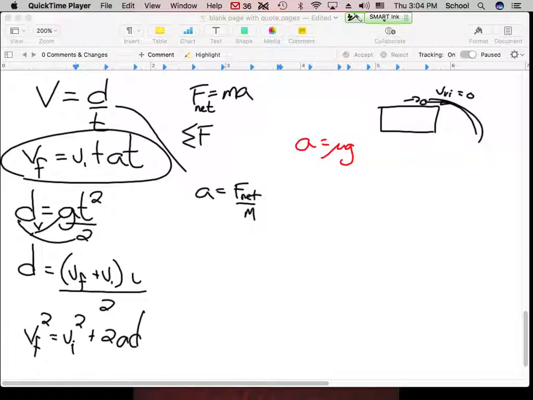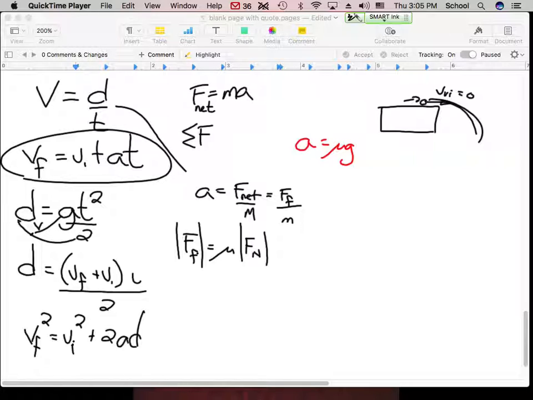A is F net over M. But our net force, we said, if we're just sliding across the floor and there's nothing pushing or pulling on this except for friction, then the F net is equal to the FF, which is still over M. And then you look on your formula sheet, and they should tell you that the friction force is equal to mu times the normal force, and they had absolute values around all of these. So the friction force is equal to the normal force times mu. Mu is the coefficient of sliding friction. That's how smooth or how rough the surface was. And the normal force is how hard these surfaces are being pushed together.